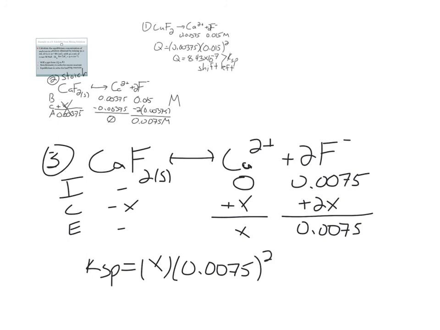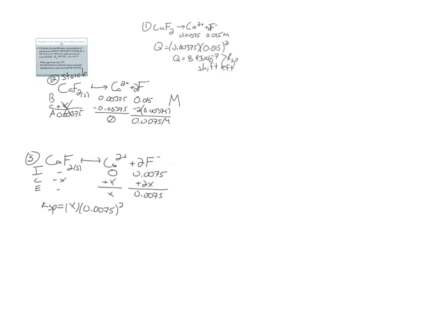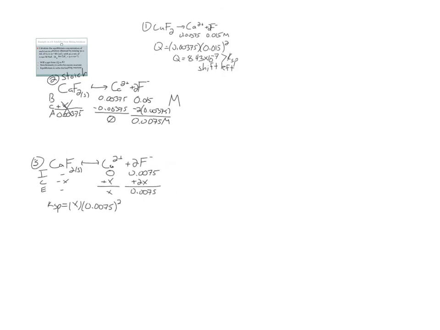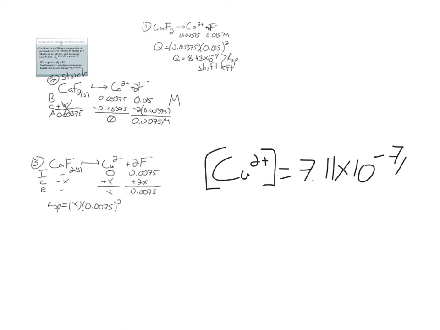And we get a calcium molarity of 7.11 times 10 to the negative 7th. Our fluoride molarity is 0.0075. We knew that after the stoichiometry step. And then if we wanted to, we could do the chloride and the sodium molarities as well.